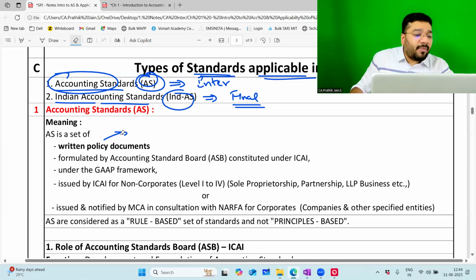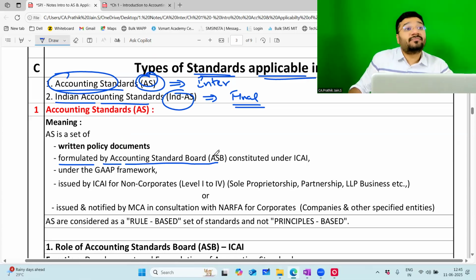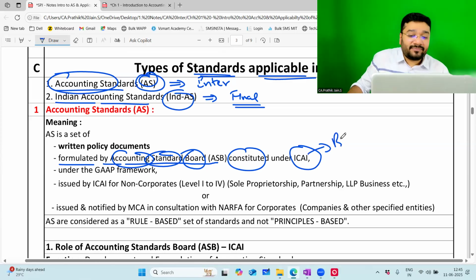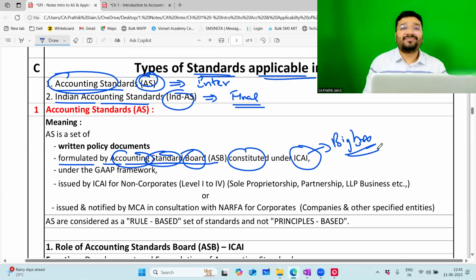This AS is being framed by whom? It is formulated by the Accounting Standards Board, ASB. The international version of this is called IASB, International Accounting Standards Board. Father, son. Accounting Standards Board, ASB, son. International Accounting Standards Board, father. This is constituted under ICAI, big brother. Big bro. So big bro is taking care of small bro. Any problem? No problem? Okay.